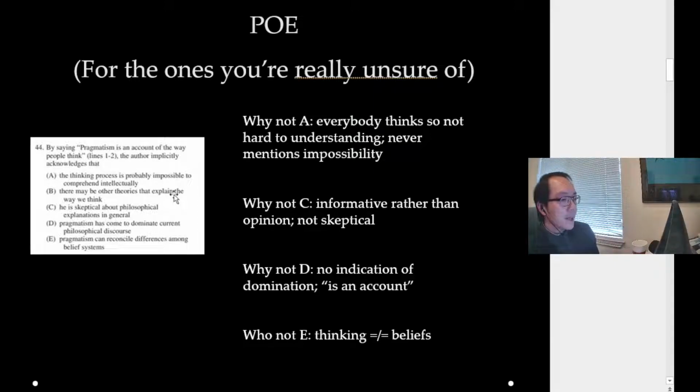C, he is skeptical about philosophical explanations in general. That's not true. I think in the fourth or fifth paragraph, they talk about the philosophy of it all, right? The intrinsic nature of happiness that goes with our choices as the best possible choice. So I don't know, this piece isn't really skeptical. I think it's informative rather than opinion for the most part. It's just throwing information out for us and allowing us to make our decision on our own, right? D, pragmatism has come to dominate current philosophical discourse.